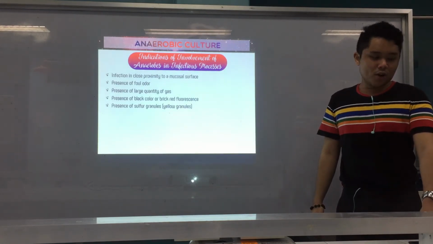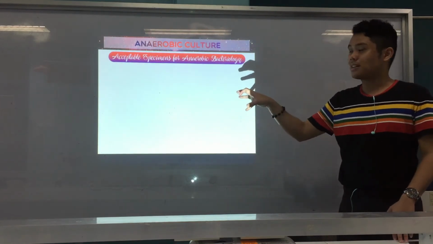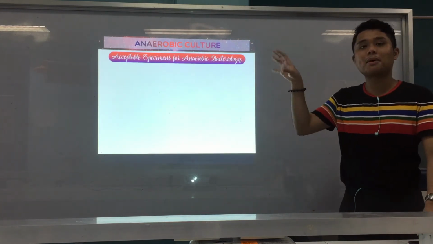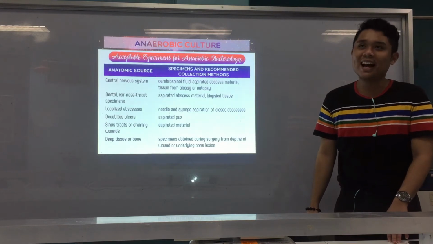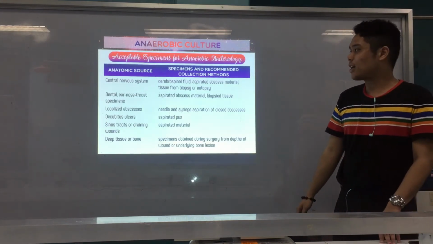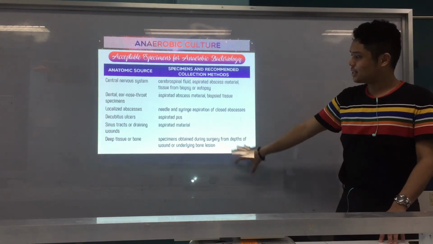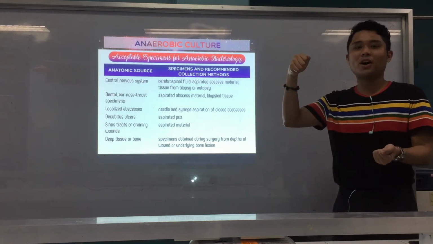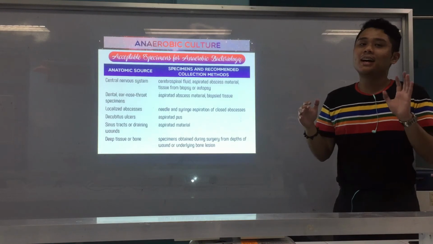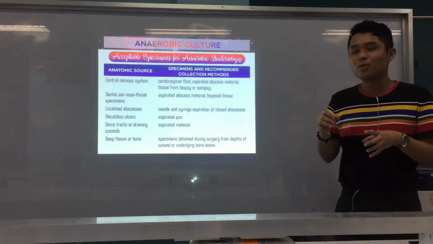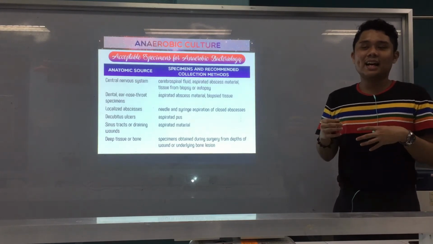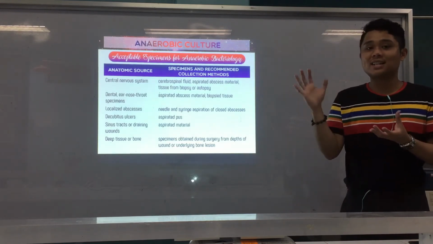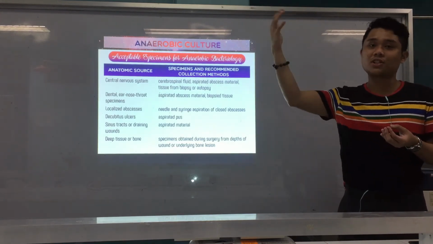After that introduction, we'll now go to the different acceptable specimens for anaerobic bacteriology or anaerobic culture, for each site. For CNS and the rest, remember that these are usually aspirates, or specimens taken from deep wounds. Because these are the areas where your anaerobes are really happy and living. These are deep areas, far from the surface, so there is no oxygen available.